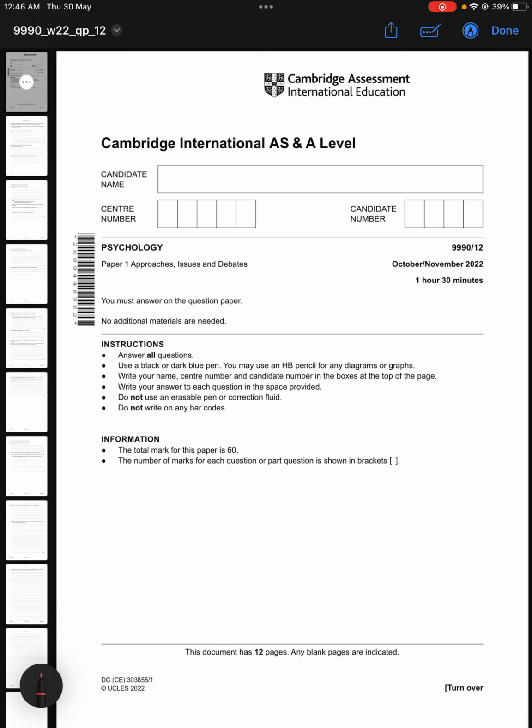Bismillahirrahmanirrahim. In today's video, we are going to solve another psychology past paper. This is paper 1 from October-November 2022, and the paper's component is 1-2 and it is for 1 hour 30 minutes.